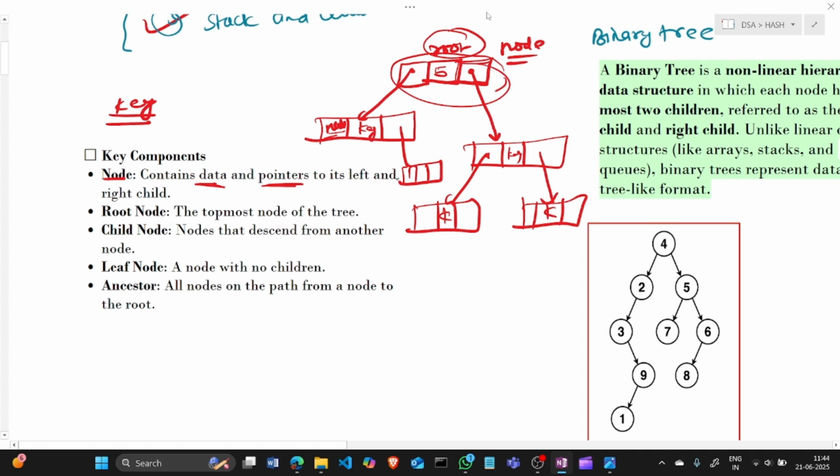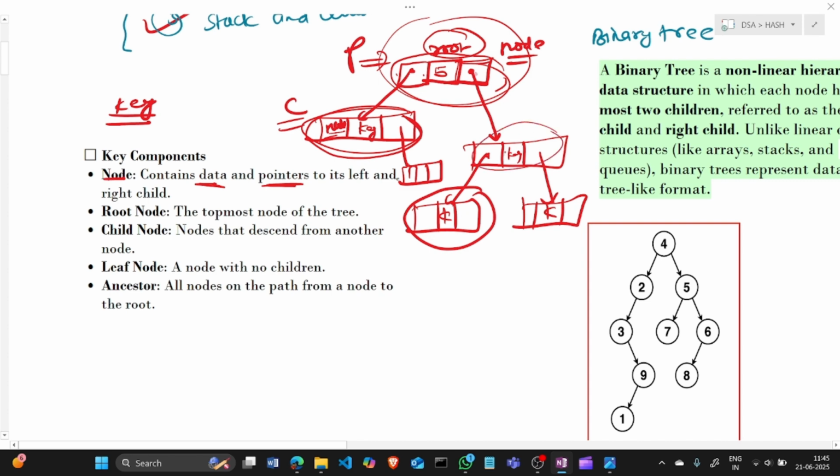Root node is the topmost node. Child node: these are the children of this. This is the parent and this is the child. This node is a child of this, and this node is a child of this. A child is a node that descends from another node. A leaf node means a node with no children. So this is a leaf node because there are no children, and this is also a leaf node.